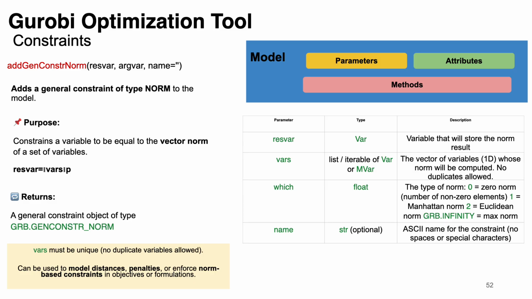One critical structural tip here. The variables in your input list must be entirely unique; you cannot have duplicate variables in the vector. As we mentioned earlier, this constraint is the exact tool we use to calculate the geometric distance for our distance minimization distribution network problem.